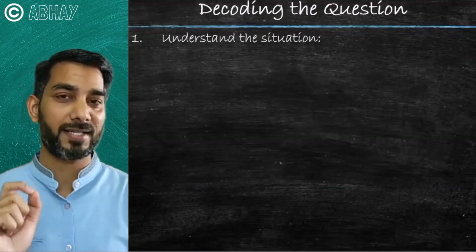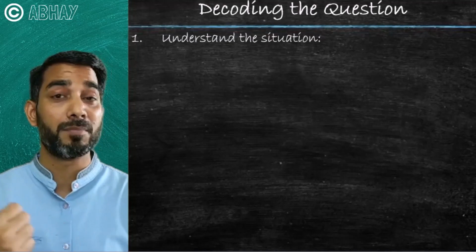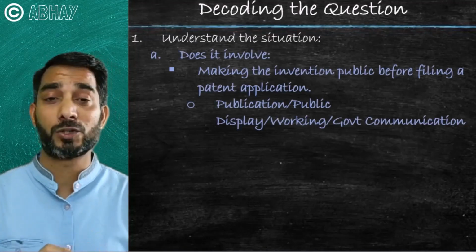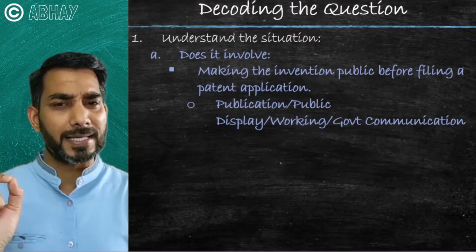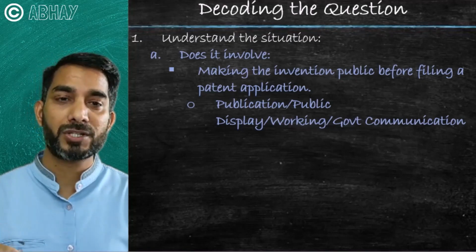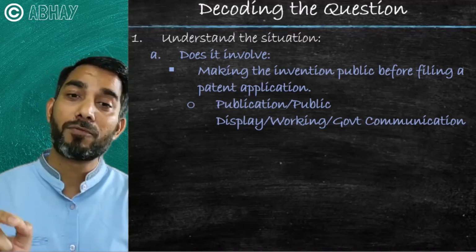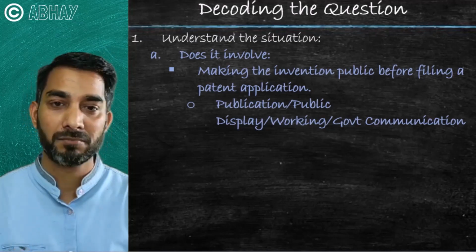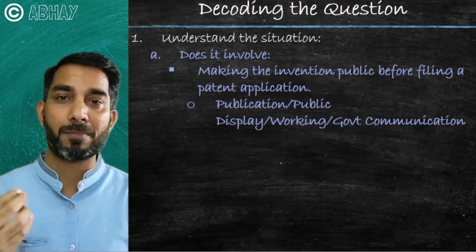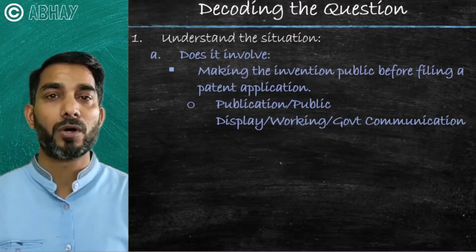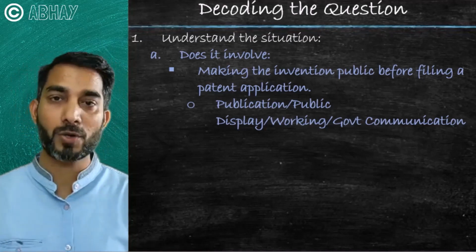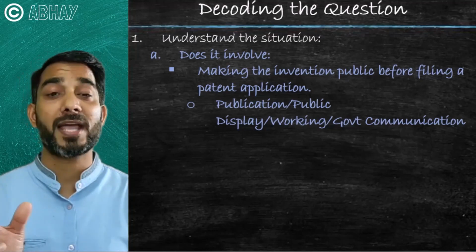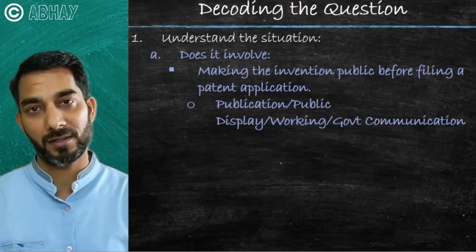So we understand the situation first, what is described. In Mr. Datta's case, we went line by line and underlined it, right? So we understand the situation to see, does it involve making the invention public before filing a patent application? Now, how can you make an invention public before filing a patent application? By publication, by public display, which is like exhibition, or by working in front of a crowd in the public domain, or by government communication. So by any of these activities, you can make the invention public.